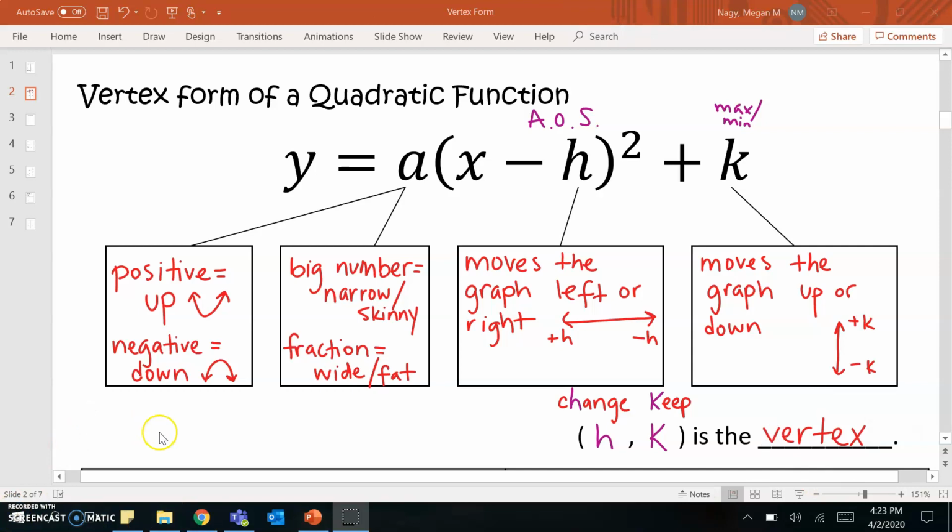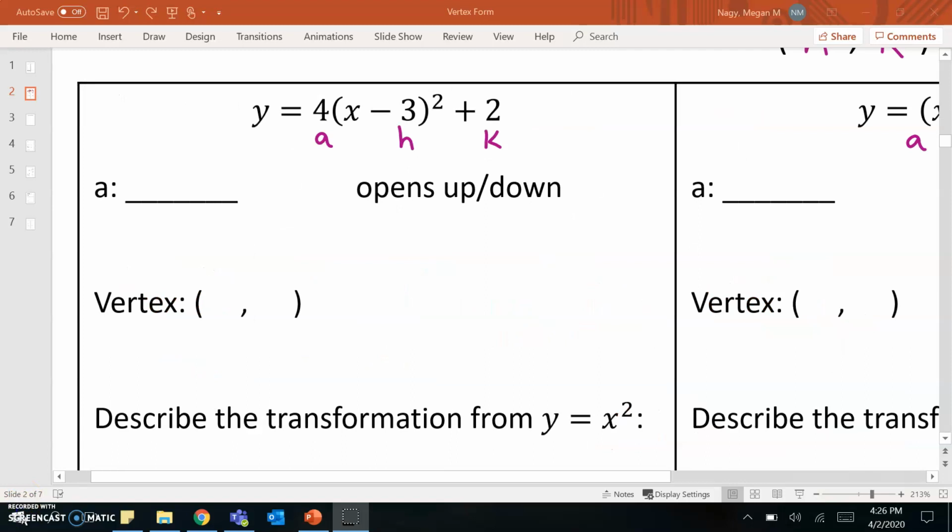So now would be a great time to pause the video and write all of these things down on your piece of paper, because you're going to use this to help you to answer some questions for this assignment. So just like in assignment 3, I'm going to give you an equation, and you have to be able to tell me what a is and the direction it opens up or down, and what the vertex is. So a is 4, which means because it's a positive 4, it's going to be opening up. Our parabola will be looking like a smiley face. And the vertex is h comma k. So change h, that's a positive 3. Keep the sign of k, that's a positive 2.